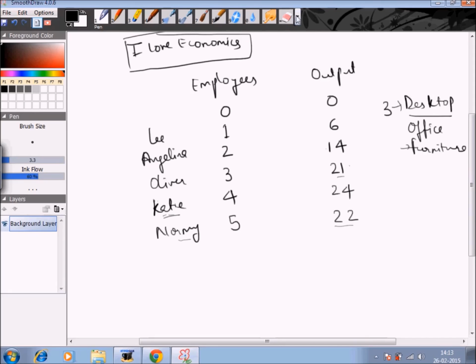Let's see that how can we calculate here the per person productivity. We say it as marginal product.